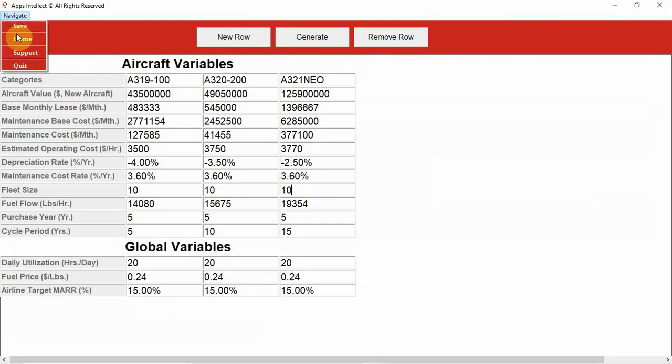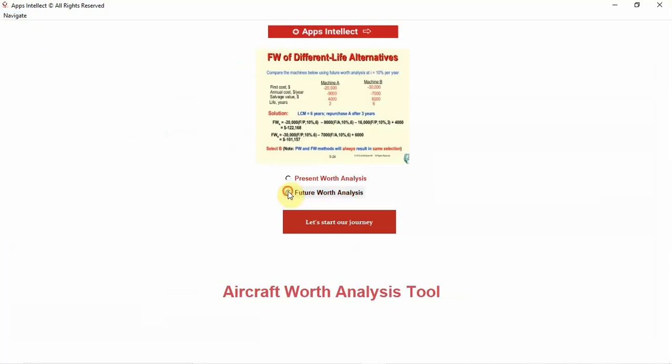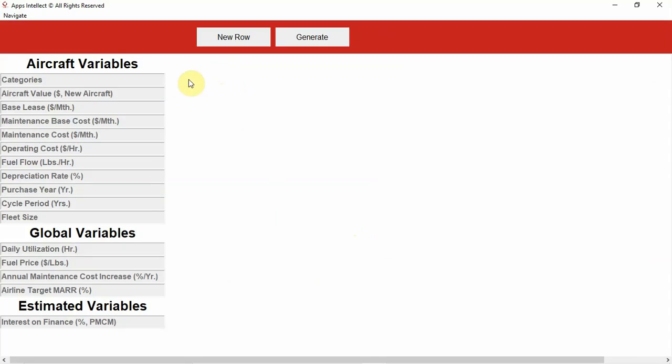We'll go back home, and then the second one is the future worth analysis application. We have a look at that, and it's a similar application. In this particular one, a variable is added: the interest on finance PCM. But this is the same as what we saw in the written target MMR for the airline. It doesn't take into consideration whether the airline is investing in this project or the financial institution. If it is a financial institute, we can enter this parameter here.